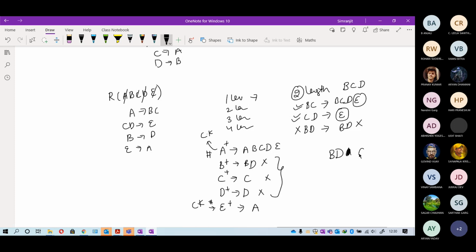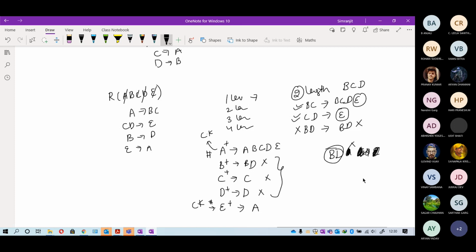Can I get BDC? Okay, but CD is again present here, so I cannot write C here. Can I write AB here? B is already there. A, C, D. Now, can I write E here? I cannot write E because it is already a candidate key, so it will become a super key. Any other combination? A, B, C. C cannot be there. D, E, no. I don't think there is any 3 length combination possible there.